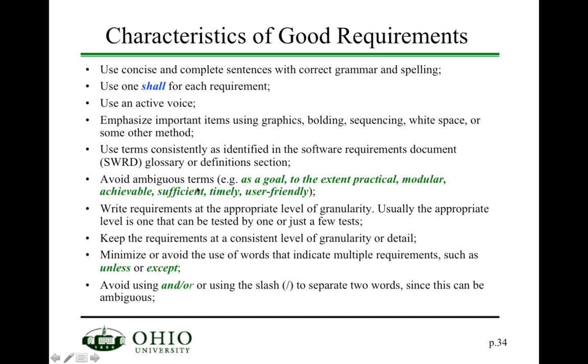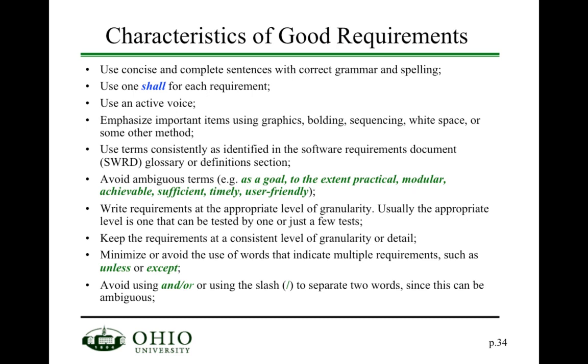Of course, make sure that you don't use ambiguous terms, such as to the extent practicable, modular, minimum, maximize, achievable. These are really not very clear what's meant by those. You need to be very clear. Somebody needs to be taking these high-level requirements and turning them into low-level requirements without having to need too much external information.